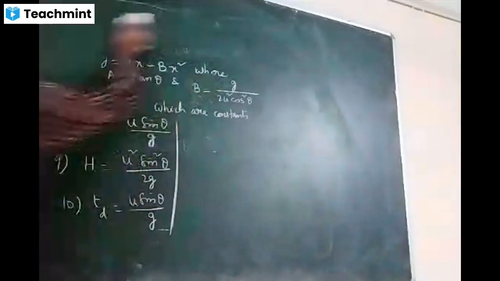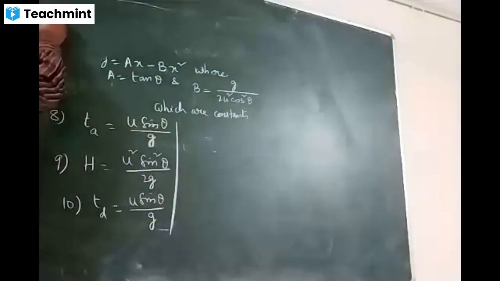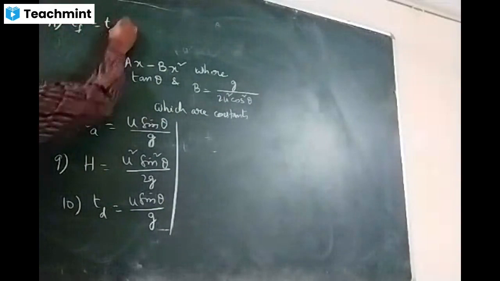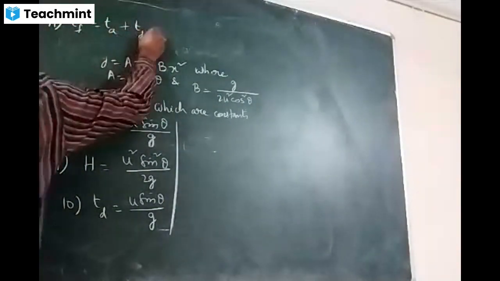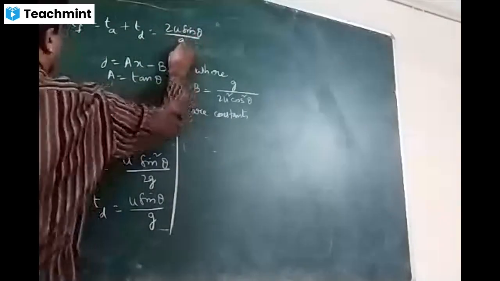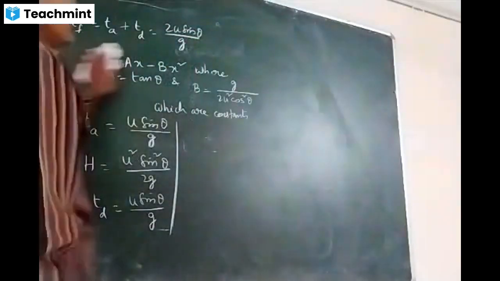Let me write here the 11th one. Time of flight is equal to time of ascent plus time of descent, which is equal to 2u sin theta by g. Right?